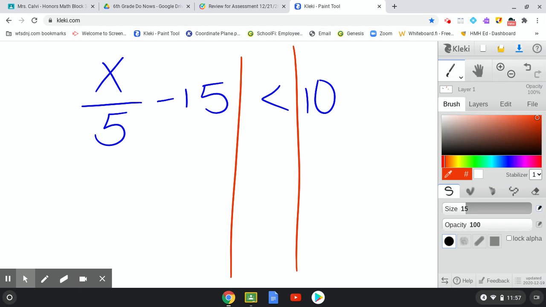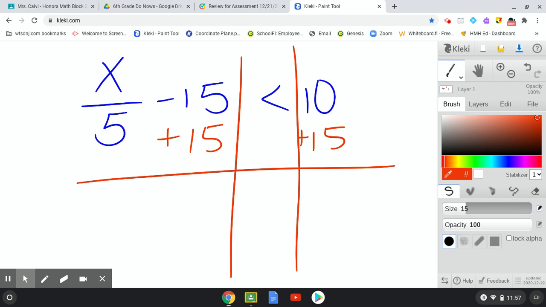I'm going to get rid of my constant first. That's that negative 15. So I'm going to add 15 to both sides. My 15s on the left cancel. I'm left with x divided by 5 is less than 10 plus 15 is 25.